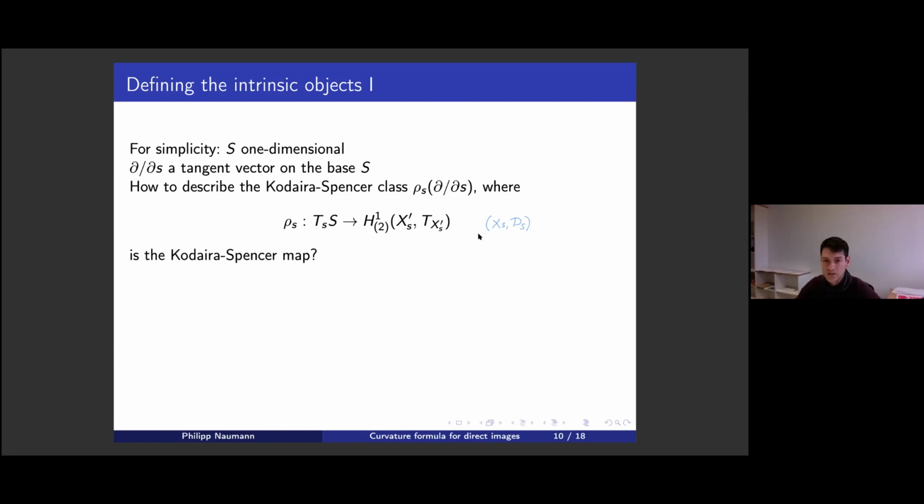That's the right space to look at. It can be identified with H1 of Xs, with coefficients in TXs minus log D. This is just, if you take the logarithmic one forms, the dual of it. This is the right space, the space that parameterizes the deformations of smooth logarithmic pairs. And the question is, how can we describe it, given our situation and also our metrics.